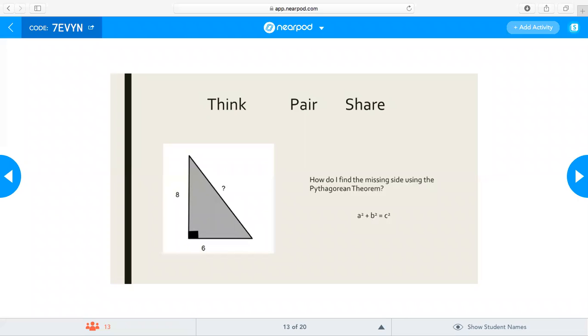Now, what if we're missing a side? What if we know this is a right triangle, but now a side is missing? Draw this triangle. So this is a 6 by 8 by question mark triangle.